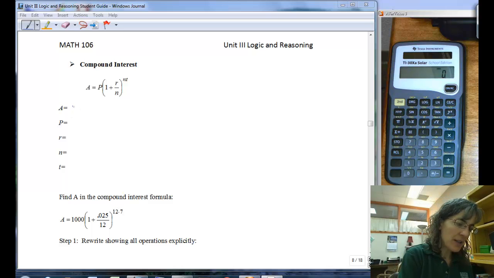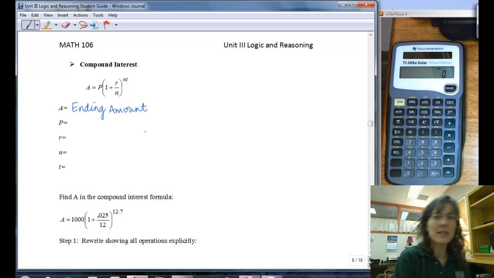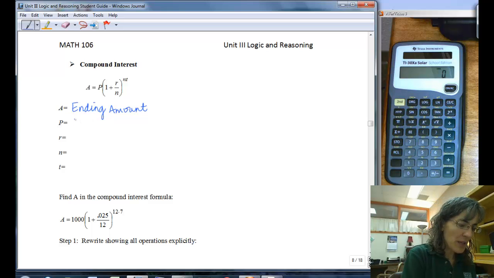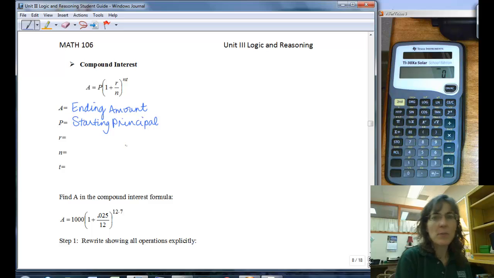The A at the beginning is the ending amount, and that's the amount that you have after your interest has been earned. The P is your starting principal. That's the amount that you deposit into an account.